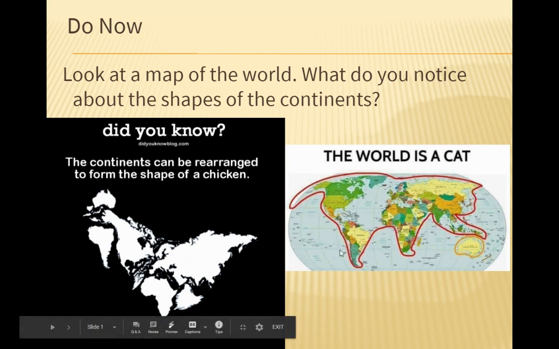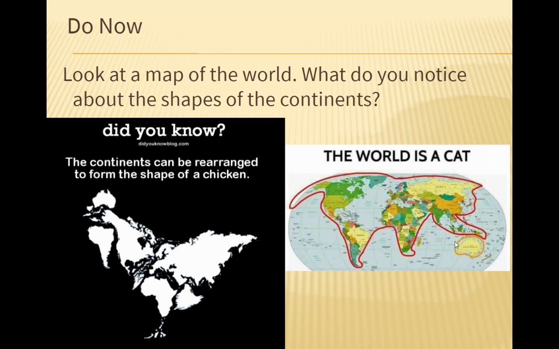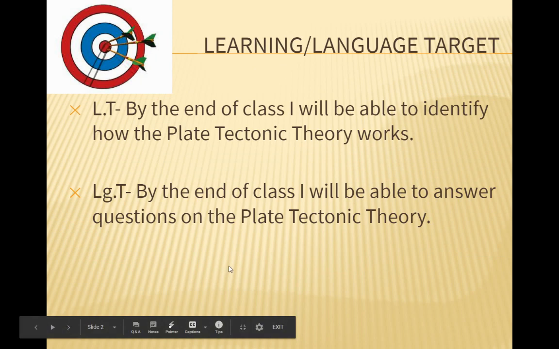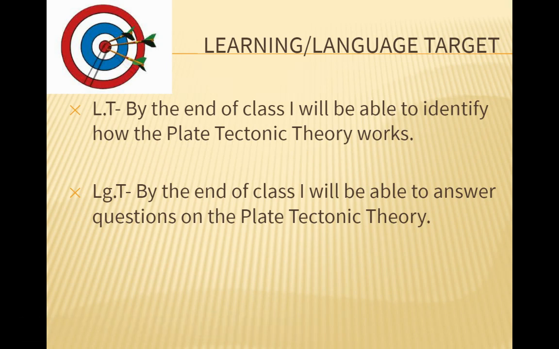how the continents came to be. Why does this picture look like a chicken? Why does this one look like a cat playing with a ball of yarn? Well, we're going to try to answer all of that, because our objective today is for you to be able to identify how plate tectonic theory works. And by the end of class, you'll be able to answer questions on the plate tectonic theory.